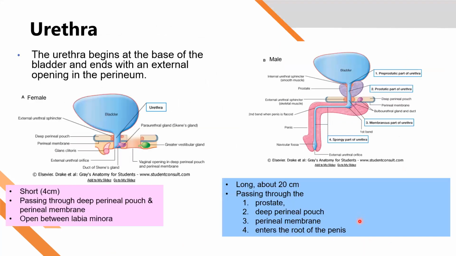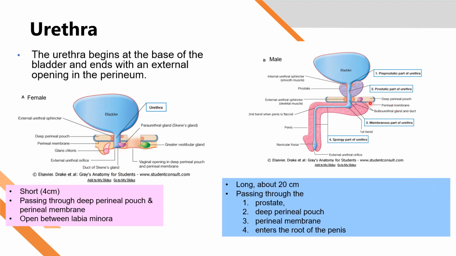Now, the last part is the urethra. The urethra begins at the base of the bladder and ends at the external opening in the perineum. So this is female. The female urethra is really short, 4 centimeters. That's why urinary tract infection is really common in female, especially in pregnant mothers. The urethra in female passes through the deep perineal pouch and opens between the labia minora.